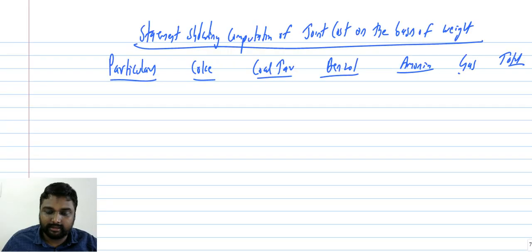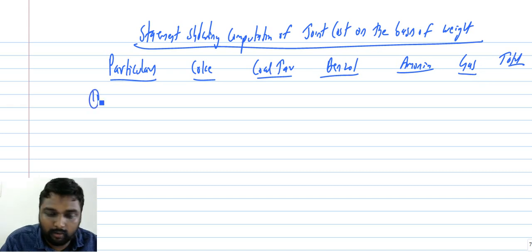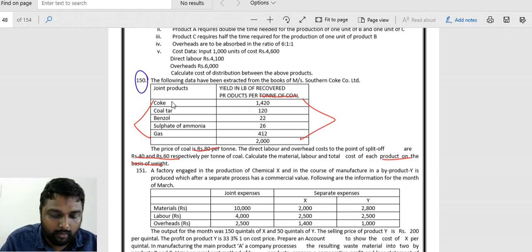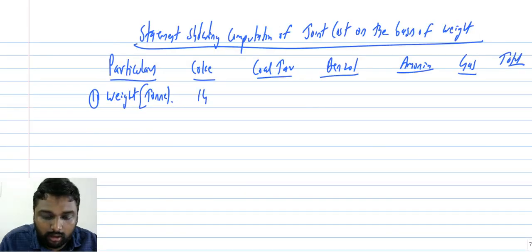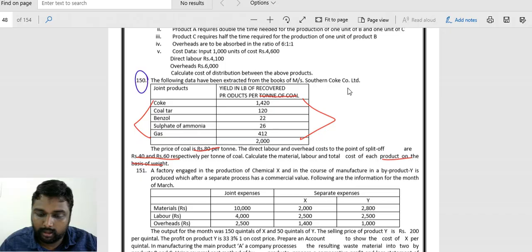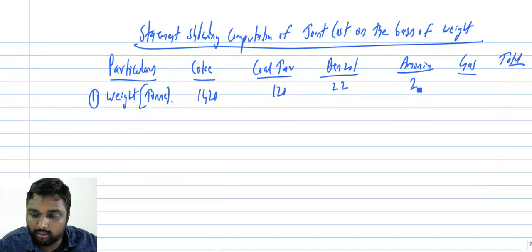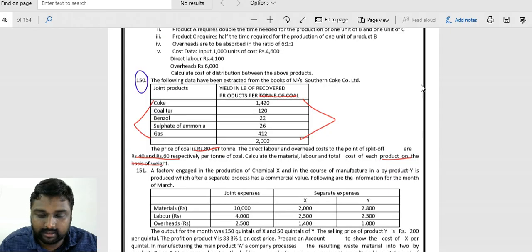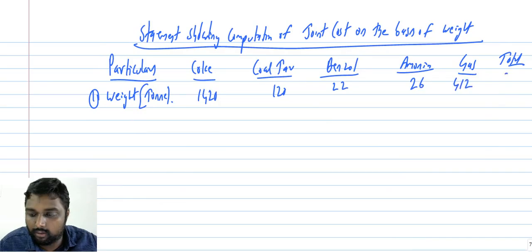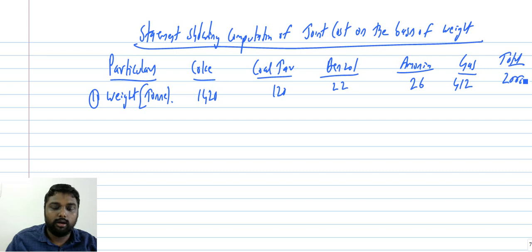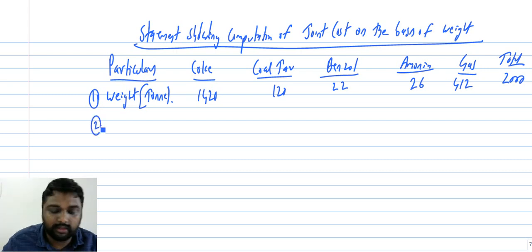Okay. So first we will see what the weight is. Weight is measured in tons. This is the ratio: 1420, 120, 22, 16, 22, 26, 412. Total will come to what? 2000. Total weight is 2000.